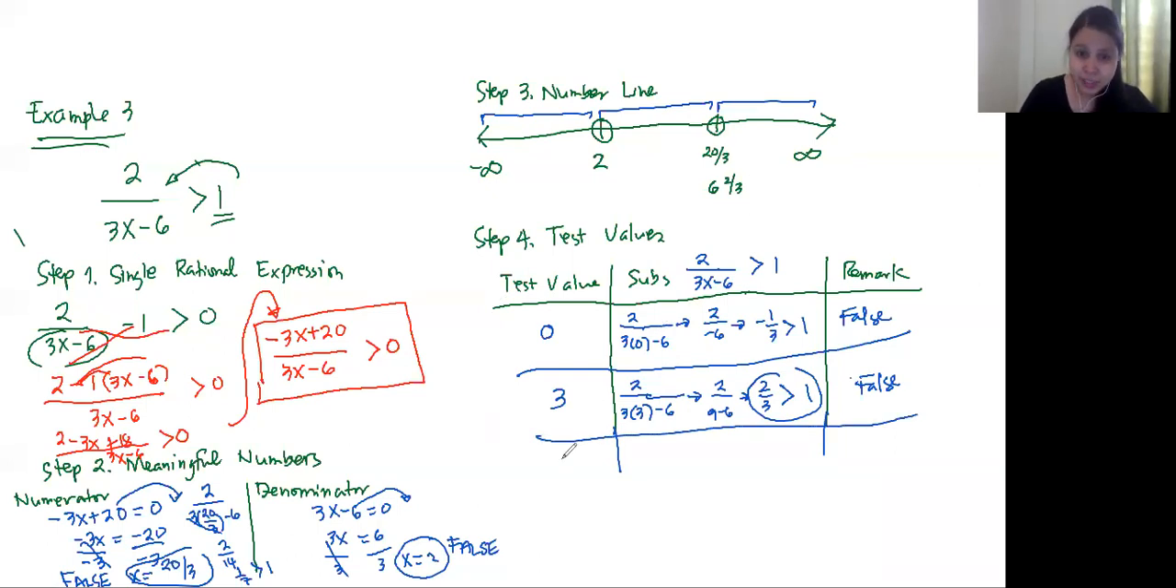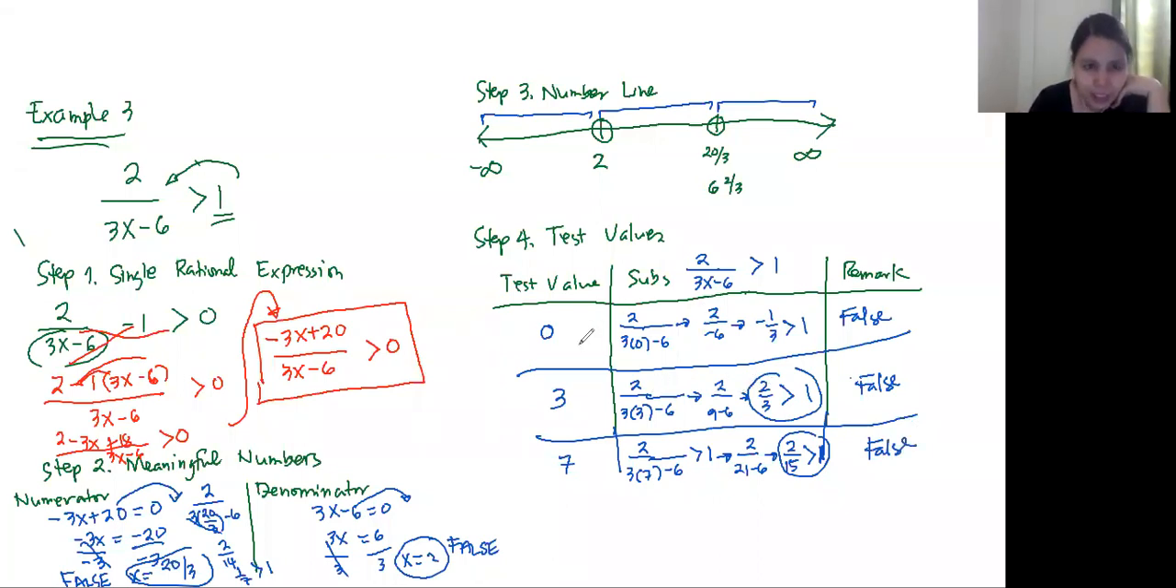Greater than 6 and 2/3, we write 7. 2 over 3 times 7 minus 6 greater than 1. It is 2 over 21 minus 6. That is 2 over 15, right? Am I correct? Yes. Is greater than 1. Is this true or false? It is still false. Is this all correct?